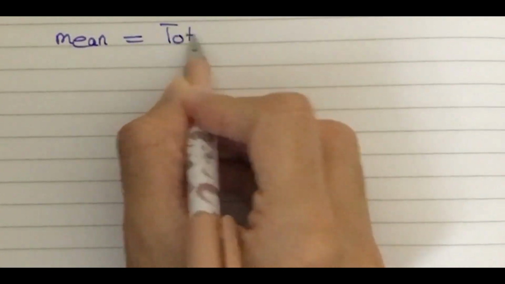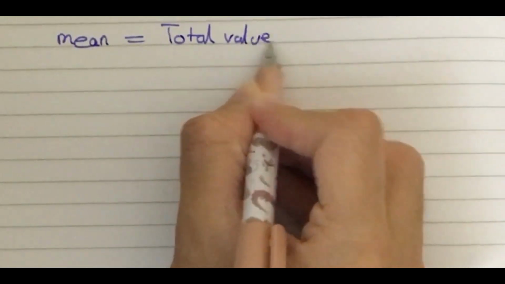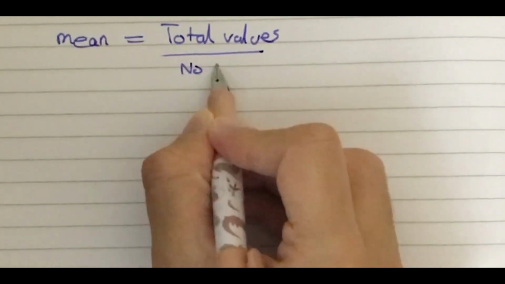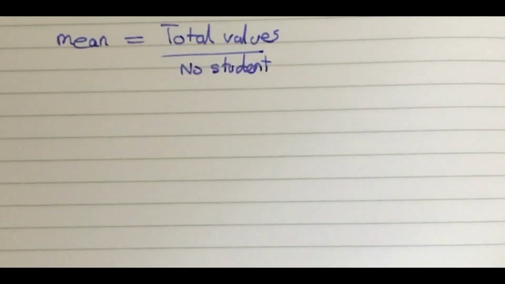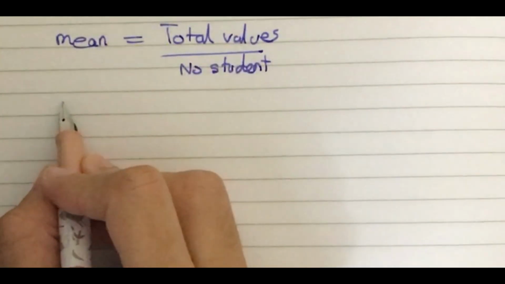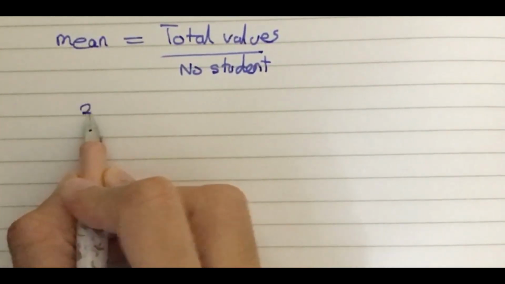So basically you are going to see that, for example, this is the mean formula I have stated. Mean is equal to total values by number of students. Now I am going to compare it with old and new. So basically the old one I had a mean, which is 28.